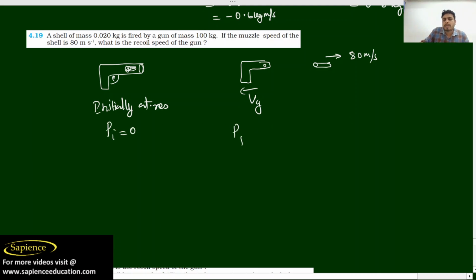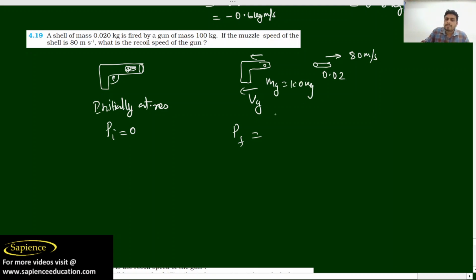What will be the final momentum? Final momentum, as we know, comes from equal and opposite force. So what will happen? See here, the velocity of the gun will be in the negative direction if I consider the velocity of the shell in the positive direction. What is the mass of the shell? The mass of the shell is 0.02 kg. And what is the mass of the gun? The mass of the gun is equal to 100 kg.